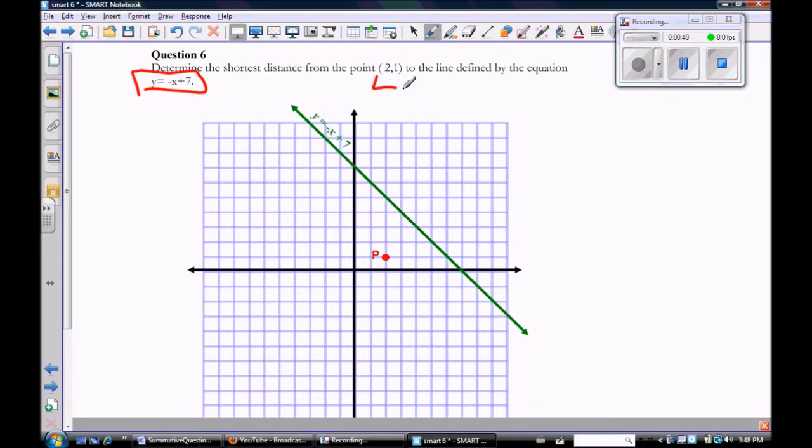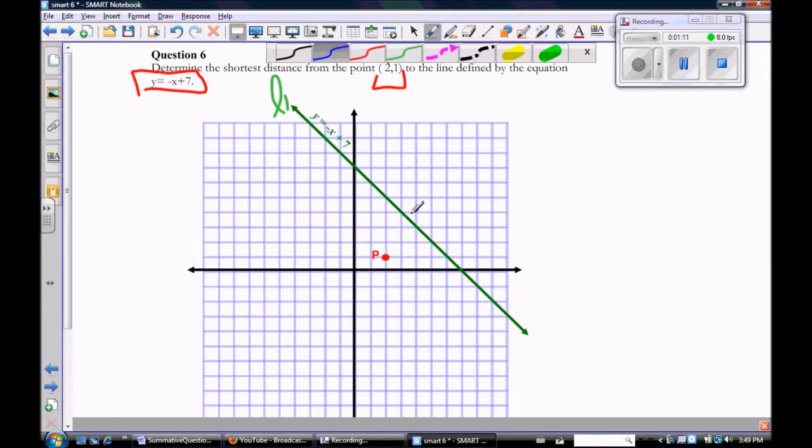And then I decided to call this point P so that it has a name, and I graphed point P there. And since I'm naming things, let's actually call this line 1 so that it has a name as well. So our job is to find the shortest distance from this point to this line.